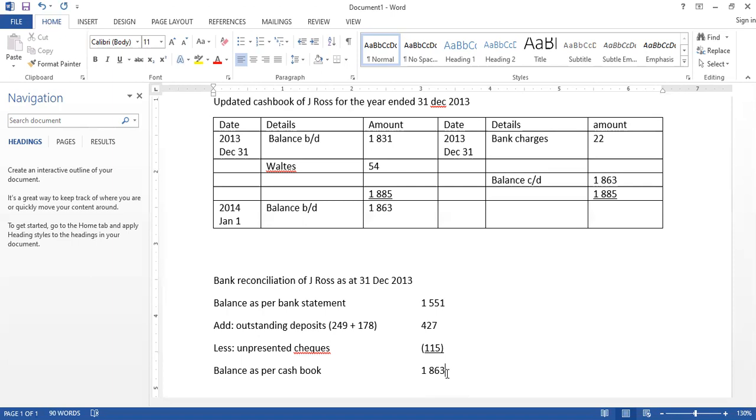These are, for example, the debit orders and the standing orders. So yeah, there are a lot of reasons. If you go to your slide, you will get a lot of reasons why the two balances may not balance. Okay. I see. Any questions?